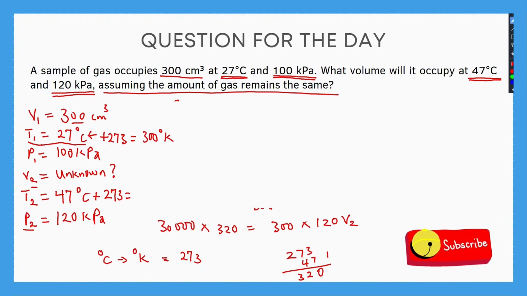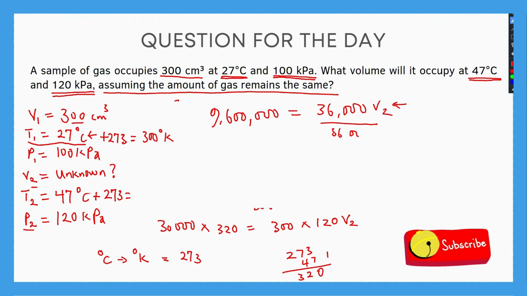So now when we do that, we have 30,000 multiplied by 320. 30,000 multiplied by 320 gives us 9.6 million. So we have 9,600,000 equal to 300 multiplied by 120. 300 multiplied by 120 gives us 36,000 V2. Now, since we're looking for V2, we just simply divide both sides by 36,000.